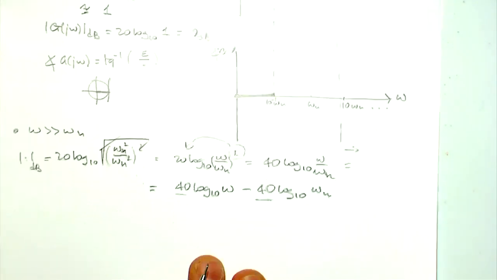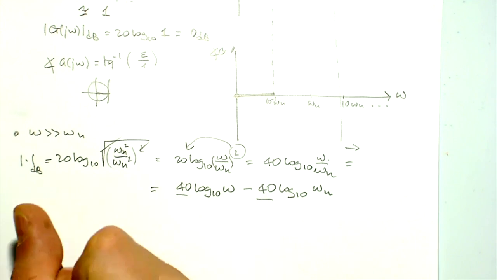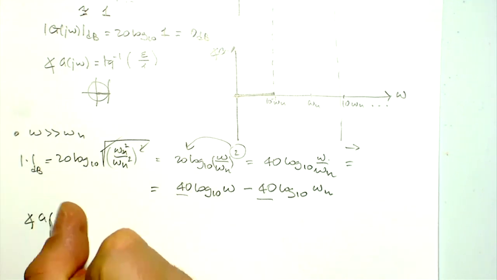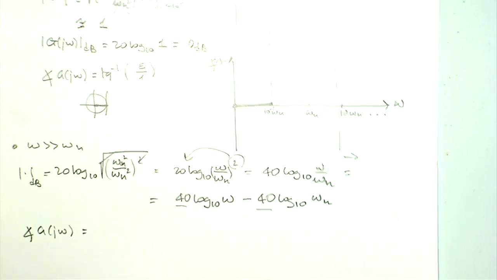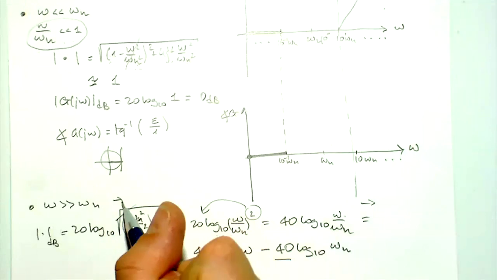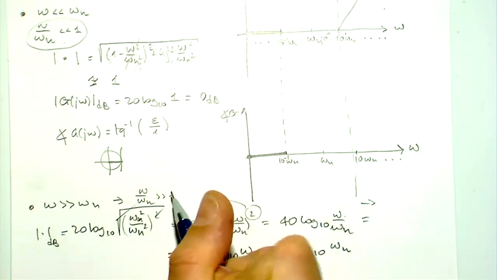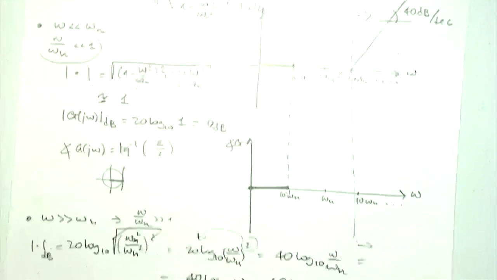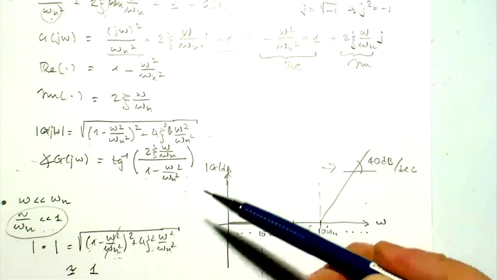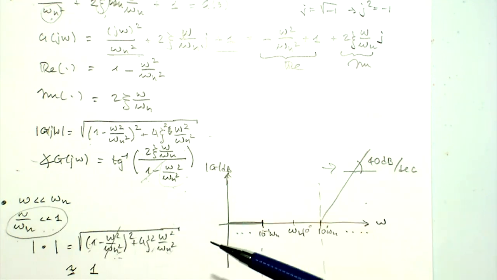And let's look at the phase instead. So the phase of G of j omega is going to be what? We said that in this case, omega over omega n is much bigger than 1. So what happens is that if we look at the expression of the phase, this is much bigger than 1, so 1 is negligible.